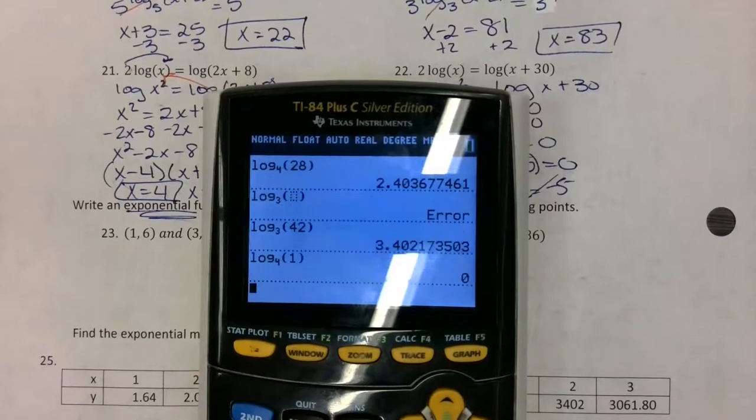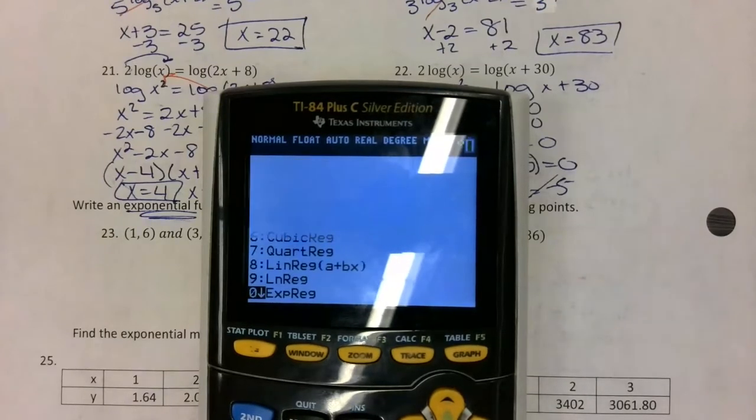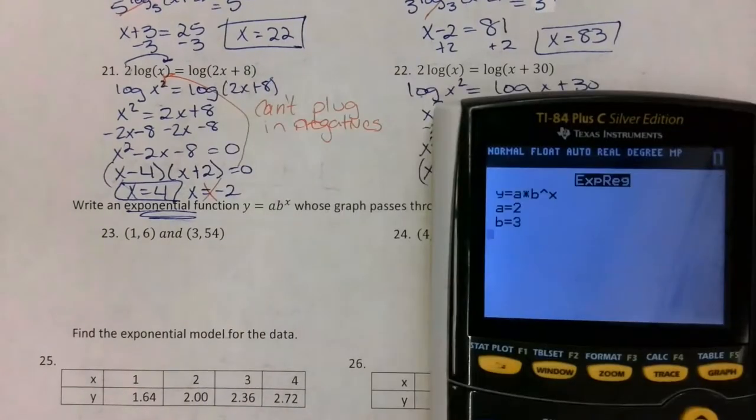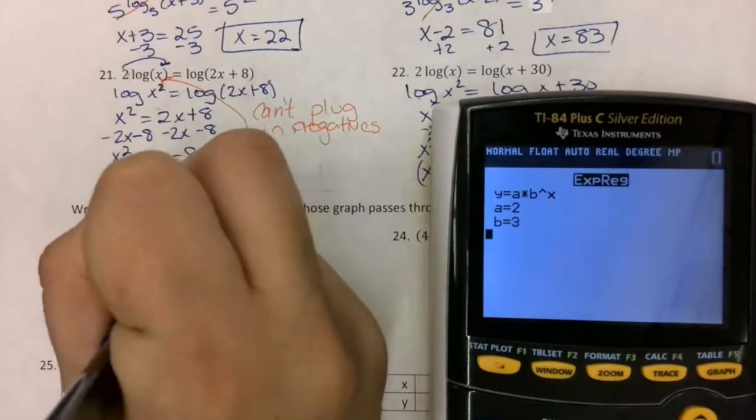Then I go second quit. I go stat. I go to calc. Because it told me it's exponential, I want to scroll down until I see exp_reg, which is 0. I go all the way down to calculate and press enter, and then I just plug into the equation. So I have y equals 2 times 3 to the x.